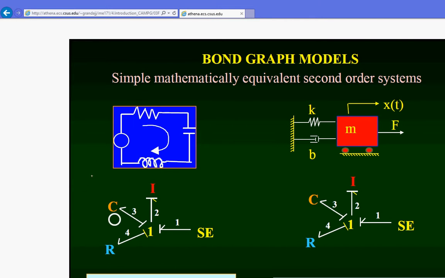Then we have an inductor, which is this one, a capacitor, which is this one, and a resistor, which is this one. And you have a situation on the mechanical side that the velocity is common to all of this, like the current was for this.